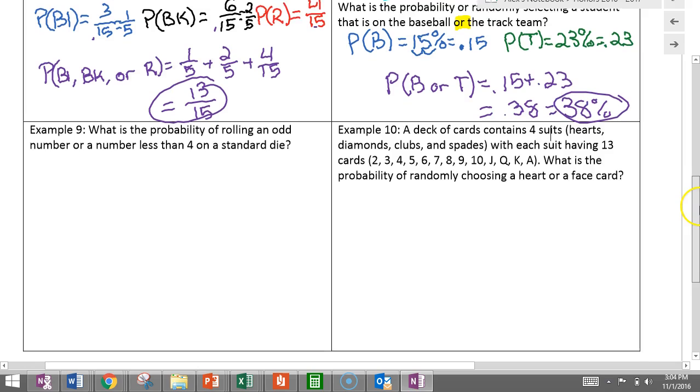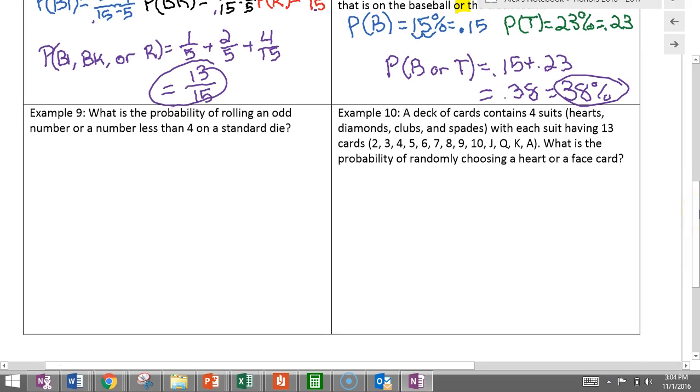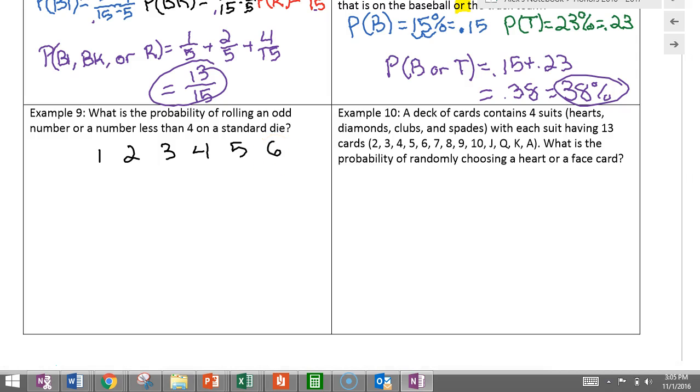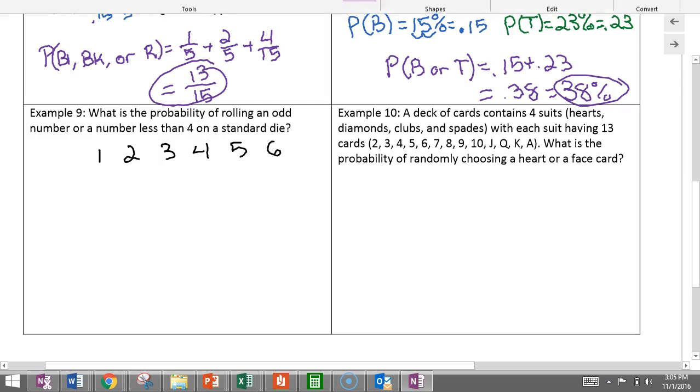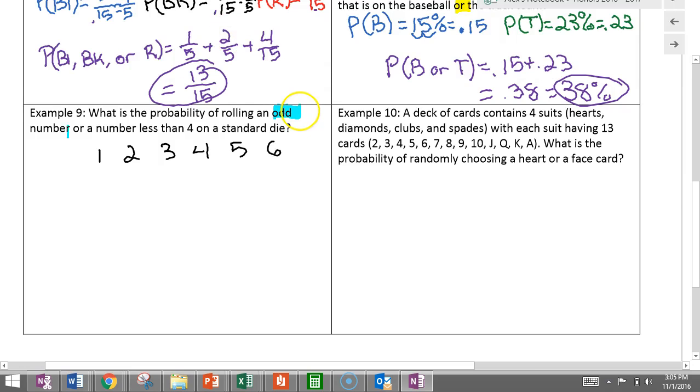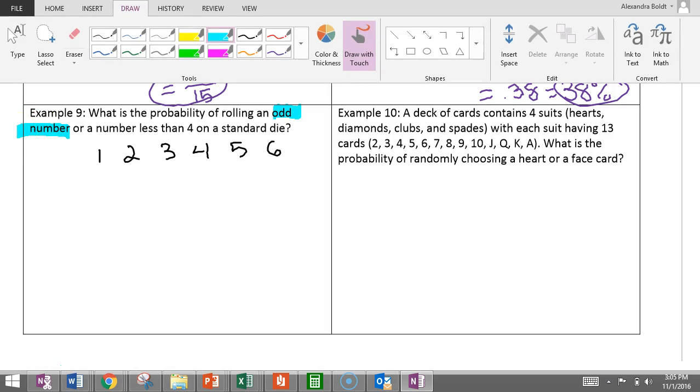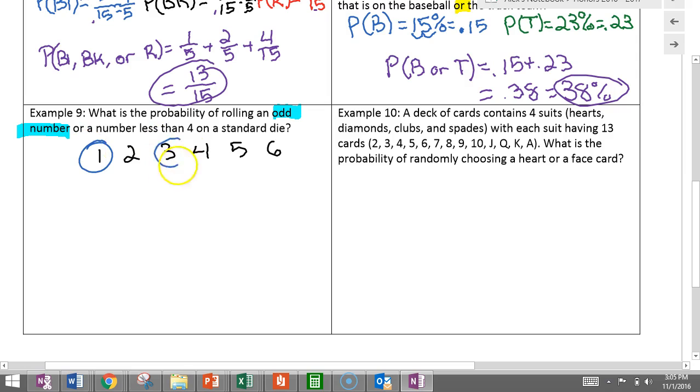All right, let's look at 9 and 10 quickly. What is the probability of rolling an odd number or a number less than 4 on a standard die? For mutually exclusive events, I think it's so much easier just to draw the situation. So I'm rolling a standard die, so my options are 1, 2, 3, 4, 5, 6. The probability of rolling an odd number, well, I have a 1, a 3, and a 5. So we can do the actual math.